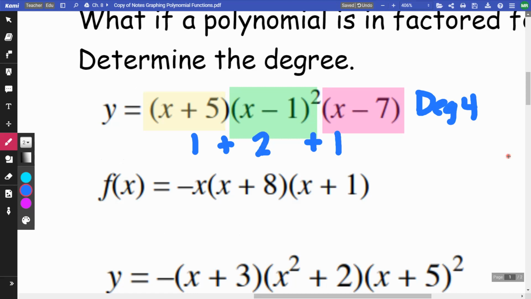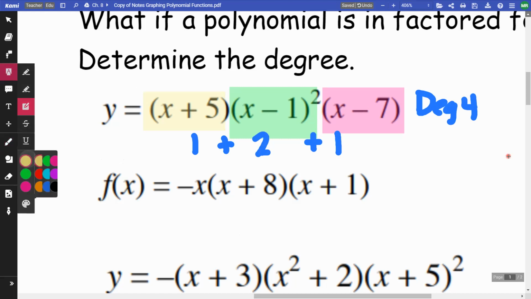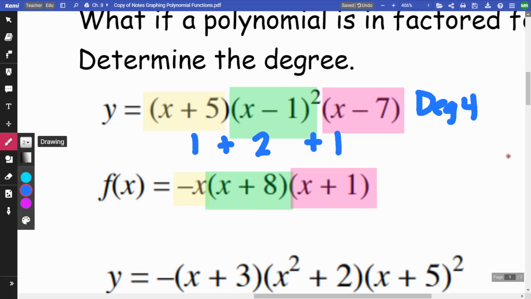So on the next one, again, it's going to be similar here, here, and here. Oops, change the color. So for this one, this is degree 1. This is also degree 1. And this last one's degree 1. So this is going to be a degree 4.